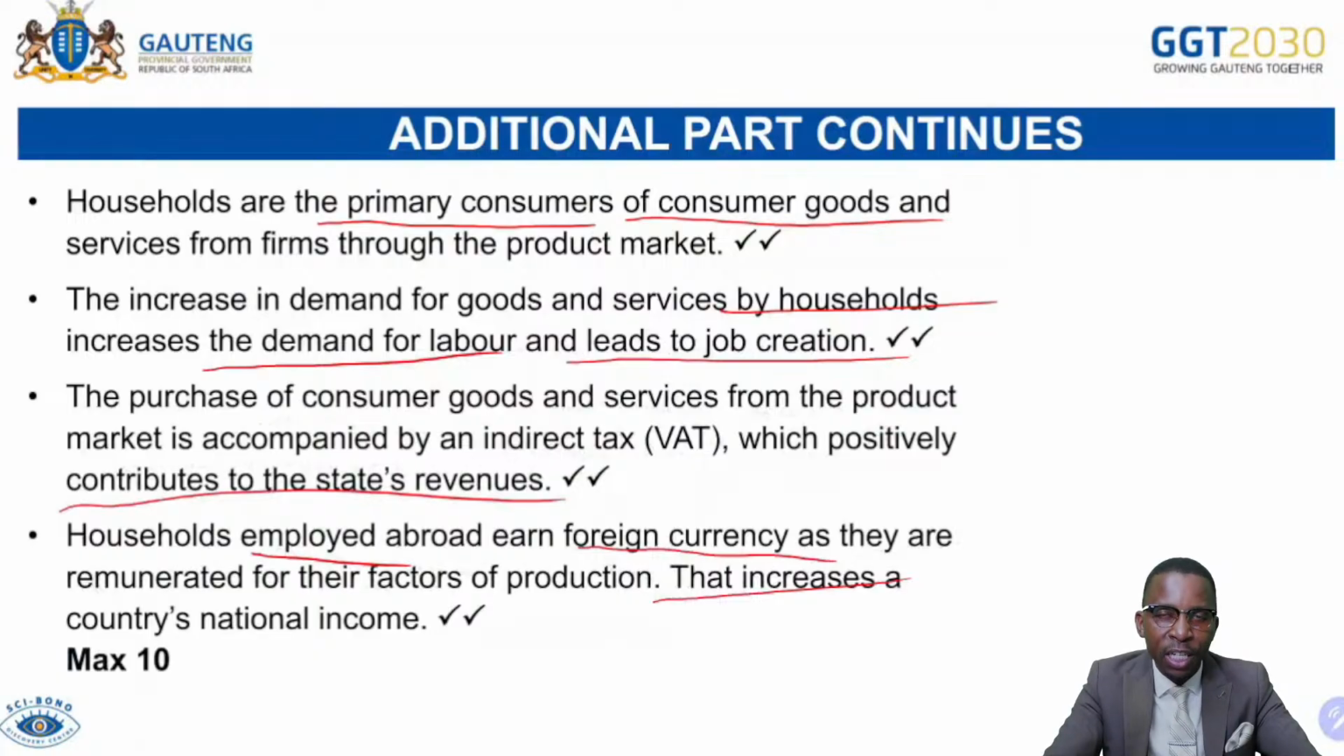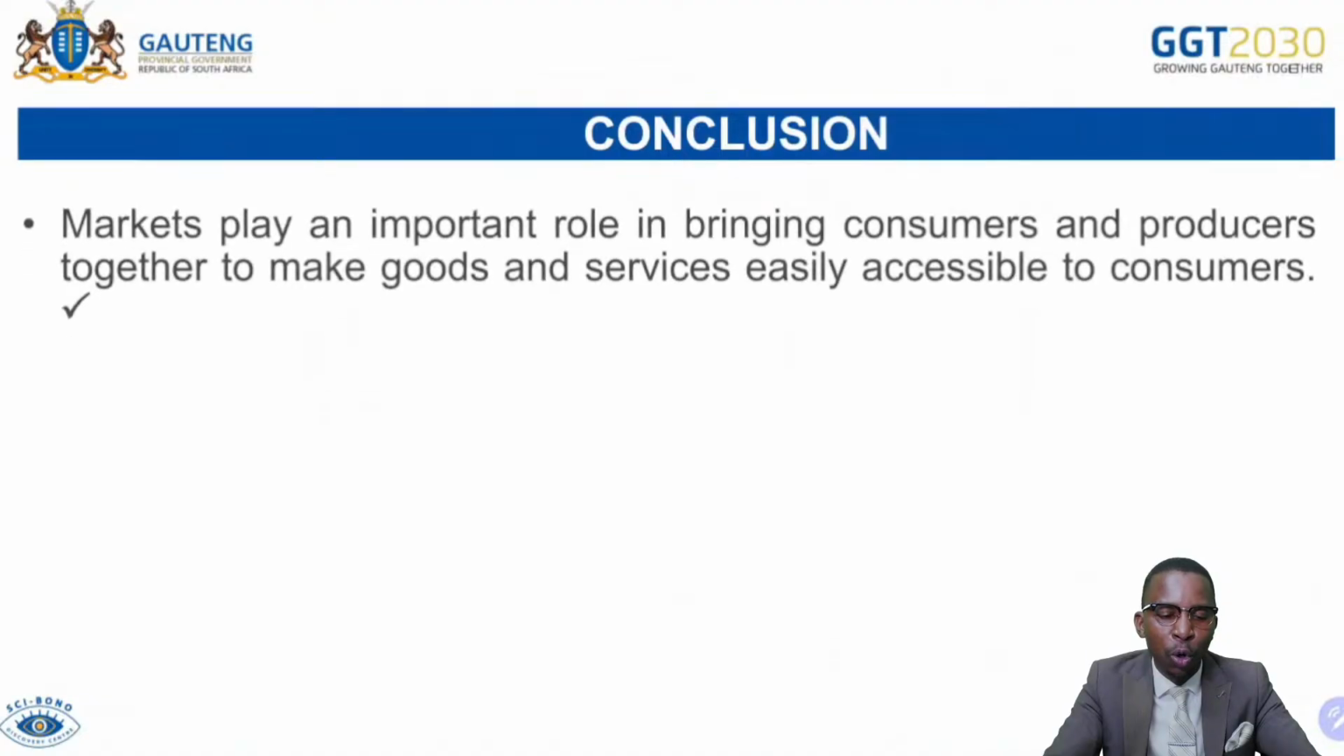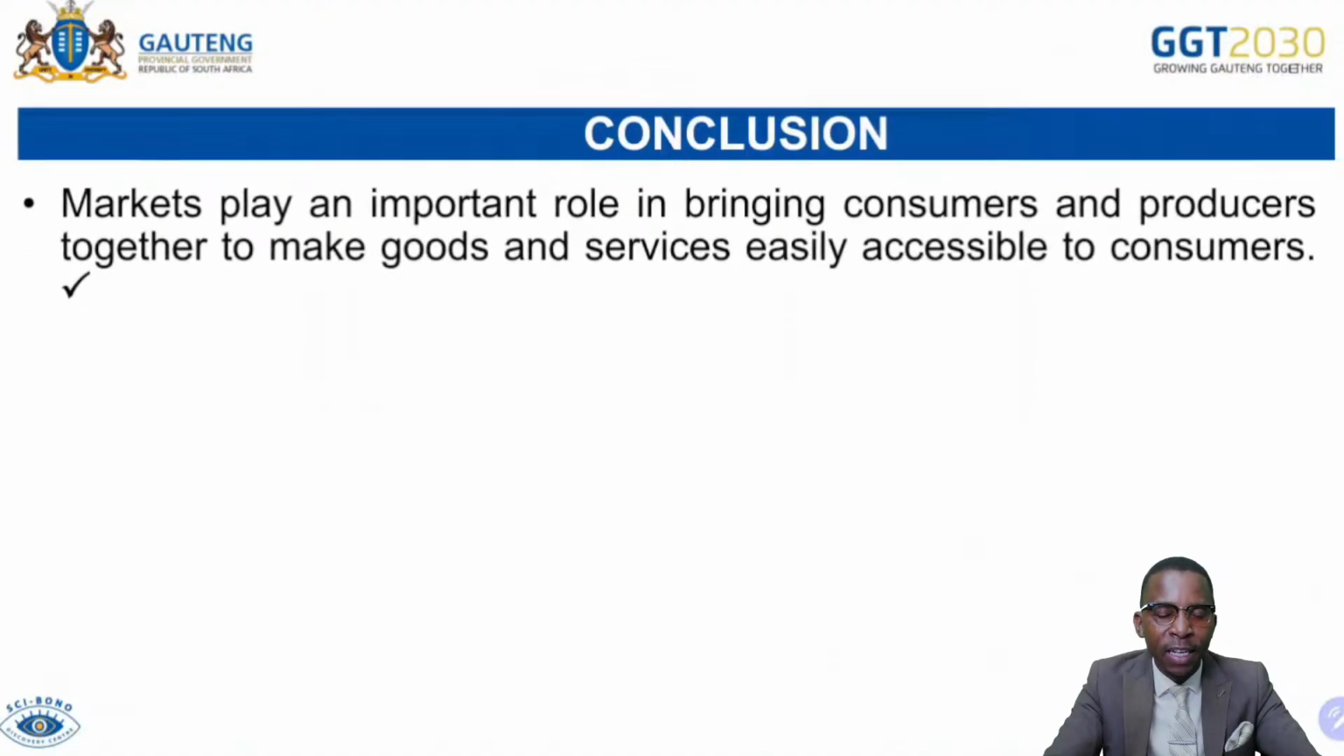A full sentence response is for 10 marks. Then we go to the additional part. To the conclusion. Markets play a vital or important role in bringing consumers and producers together to make goods and services easily accessible. Any other conclusion may be accepted for 2 marks. Then your essay is for simply 40 marks. So that was your essay.